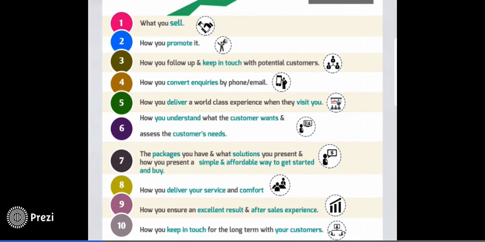What does this mean? It means you've got to look at these 10 items. What you sell. Do you have high value items? How do you promote those items? How do you keep in touch with people? How do you convert inquiries? What kind of experience you deliver? How do you understand what people want? What packages and options do you offer? How do you deliver your service and comfort? And how do you ensure an excellent result in after-sales experience? And how you keep in touch long-term? This is a complete life cycle. Now you need to look at this for all of the different elements.